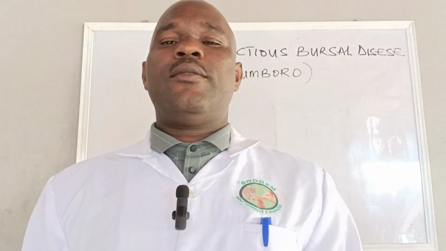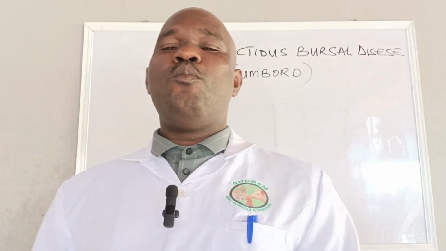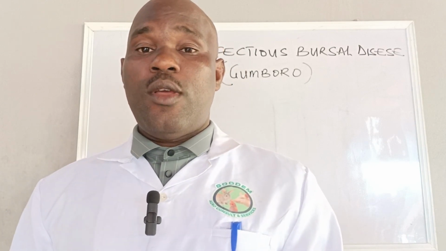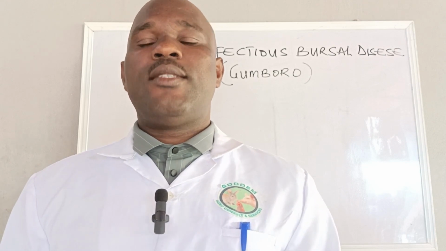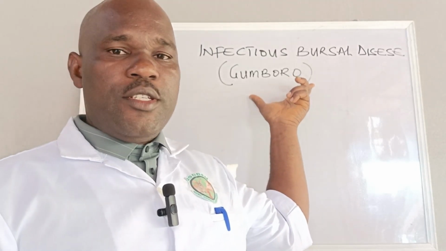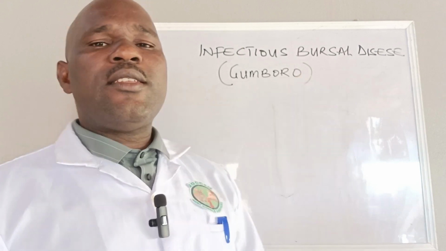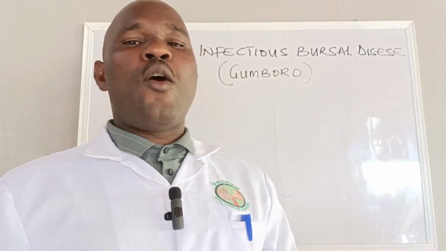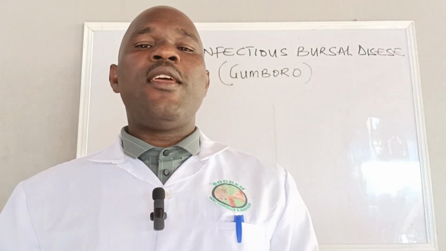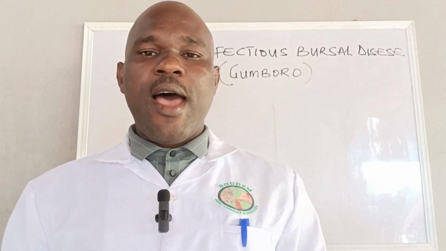Infectious bursal disease, otherwise known as Gumboro, is a viral disease discovered in 1962 at Gumboro, Delaware, United States. Yes, that is why it is called Gumboro disease. Gumboro is actually its place of discovery. The disease is caused by an unenveloped, double-stranded, bisegmented RNA virus of the family Birnaviridae. So it is actually caused by a birnavirus.